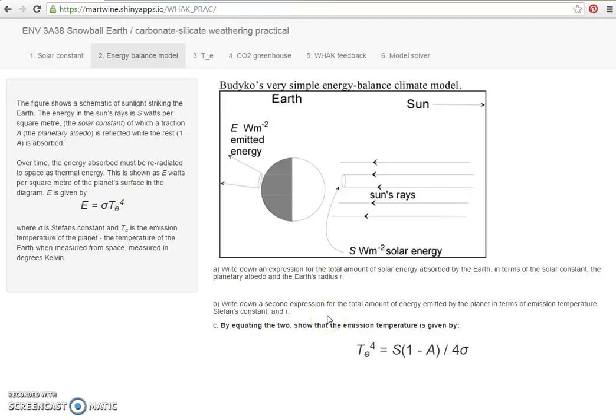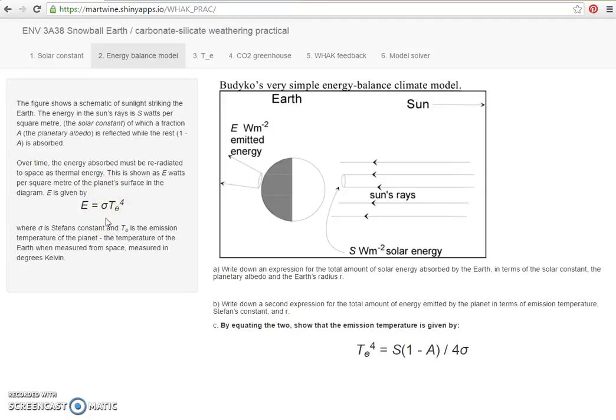And then part B says write down a second expression for the total amount of energy emitted by the planet in terms of emission temperature, Stefan's constant, and R. So if we look over here, it tells us that the energy emitted by the planet, assuming that it's a black body emitting infrared radiation, is sigma TE to the 4. That has no area component. That's just per meter squared. So we need to know how many meters squared it's emitted over.